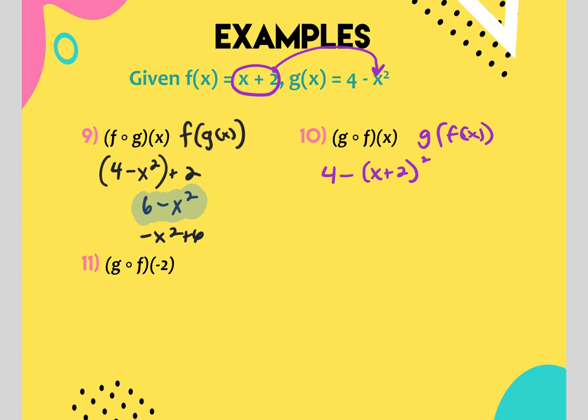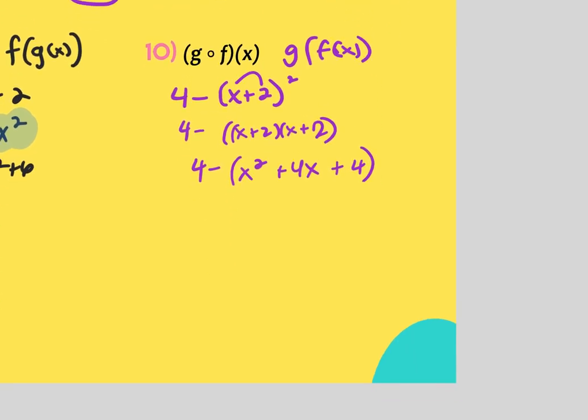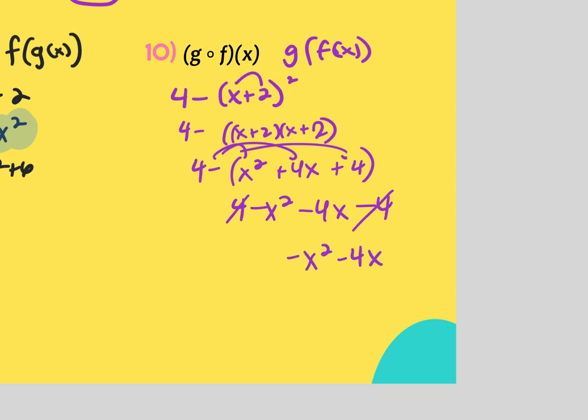And then we expand and FOIL that. So this is 4 minus (x plus 2)(x plus 2), or use your shortcut, which would be square the first term, double the product, square the second term. And then the negative goes to all the terms after it. And then combining like terms, the negative 4 and the positive 4 cancel out. And I get negative x squared minus 4x.